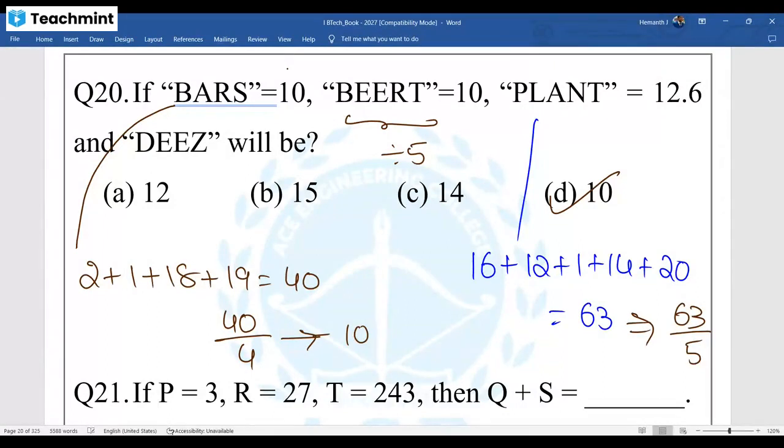Division only. Plant is having 5 letters. Bars is having 4 letters. BERT is having 5 letters. Divided by the number of letters.